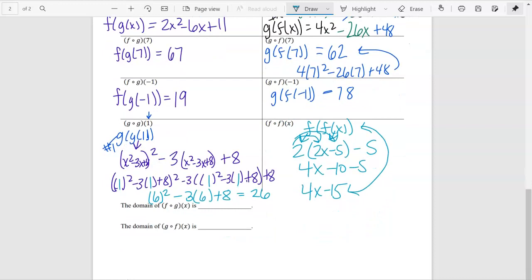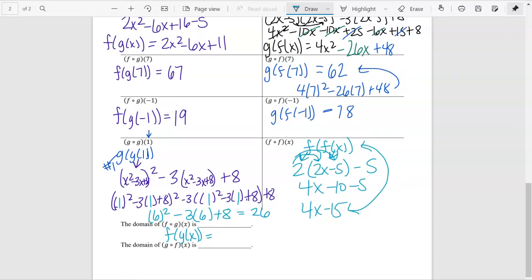So let's talk about the domain here. The domain of f of g of x, well, so far we've talked about how we only have a problem if we have a fraction. So this would be all real numbers. This is g of f of x, and so far we only have a problem if there's fractions, and g of f of x is equal to 4x squared minus 26x plus 48. No fractions, so we're going to have all real numbers there. So this is 9.1. We're going to do a little bit more that's similar to this in 9.2.